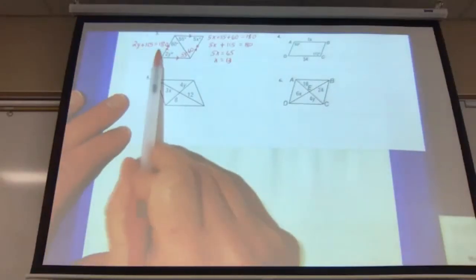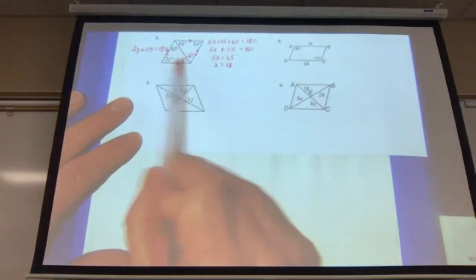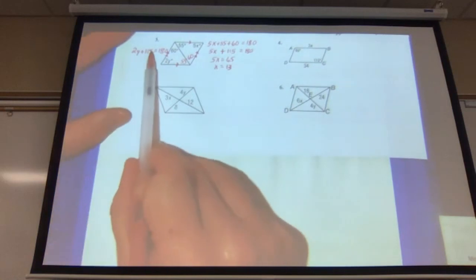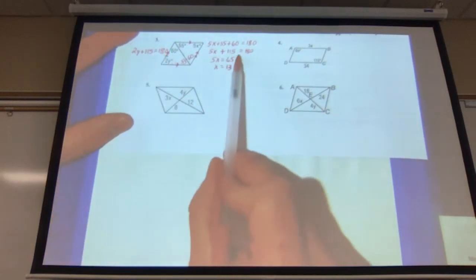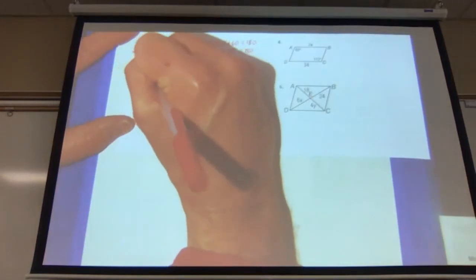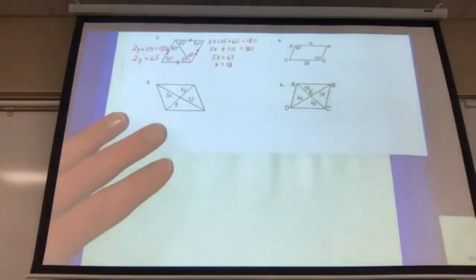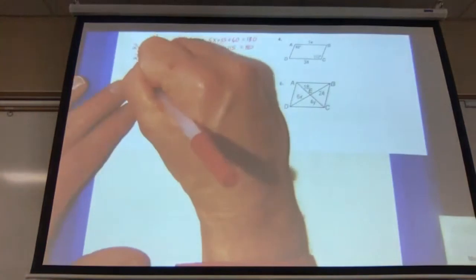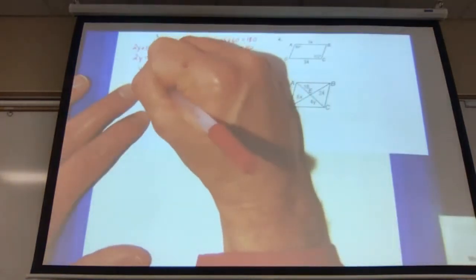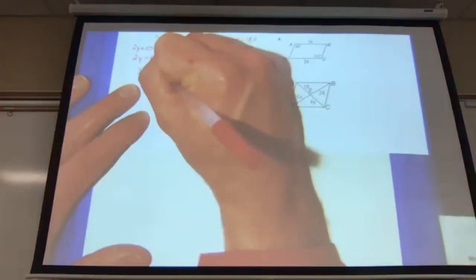So once again, this is coming from all three angles in your triangle adding up to 180. We already subtracted 115 from 180 and got 65. So 2y equals 65. And if you divide 65 by 2, we're going to get a decimal. That's going to be 32 and a half.